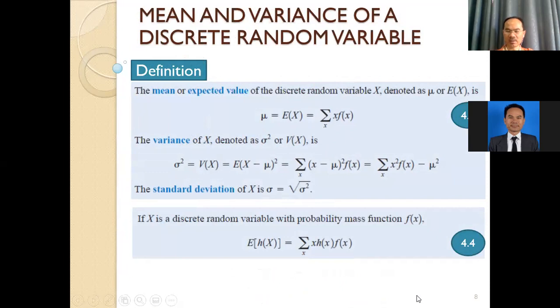You can calculate the mean and the variance of this distribution. The mean is the expected value of x. The mean should be calculated by the summation of x f(x). And the variance should be the expected value of (x minus mu) squared. It should be this formula when you calculate it.